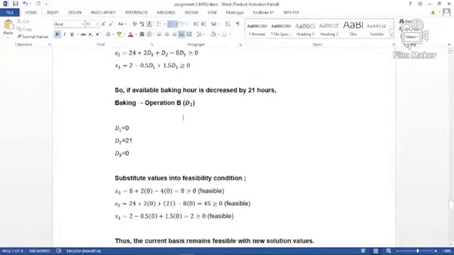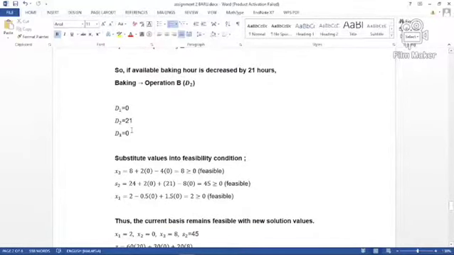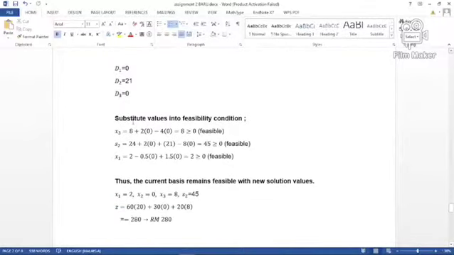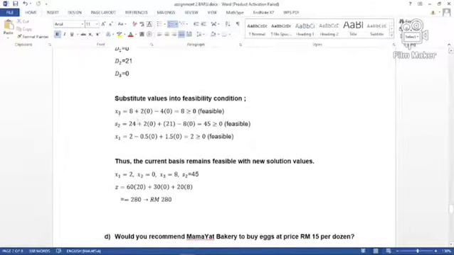The question earlier asked if the available baking hour is decreased by 21 hours. Since the baking hour is operation B, which is the second constraint, the variable for it is D2. So we have to substitute the value into D2, which is 21. And since D1 and D3 have no changes, the value for them is 0. So we substitute the three values into the feasibility conditions that we have.